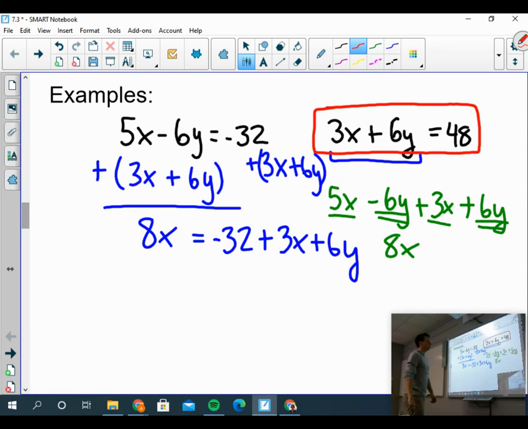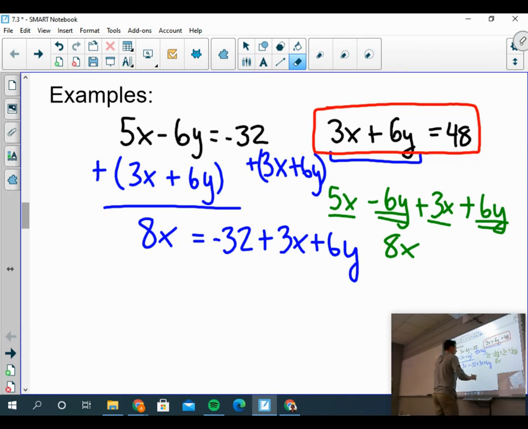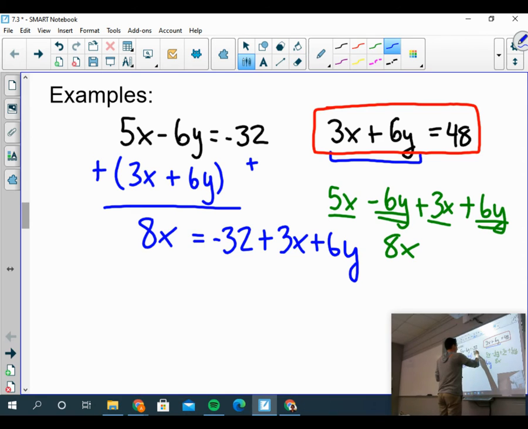All of chapter 7, or largely in 7.2, we've been talking about how if something equals something else, I can substitute them for one another. When I see 3x plus 6y equals 48, that means anywhere I see a 3x plus 6y, I can plug 48 in. So instead of adding 3x plus 6y to 32, I'm going to add 48.